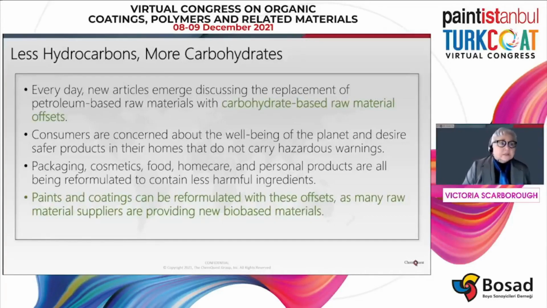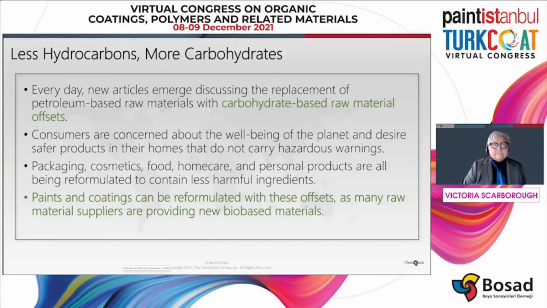I'm concerned about the planet, actually, and we want safer home products in our homes that don't carry any hazardous warnings. This is not only about paint, but about everything in the home, including cosmetics, packaging that can be recycled, food, home care, personal products, and cleaners. We all want them formulated to contain less harmful ingredients. Paints and coatings are no exception, and they can be reformulated to contain bio-based offsets. Many new materials are emerging every day from the literature if you follow this subject. Many companies like DSM and Arkema are bringing new materials like this forward every day.